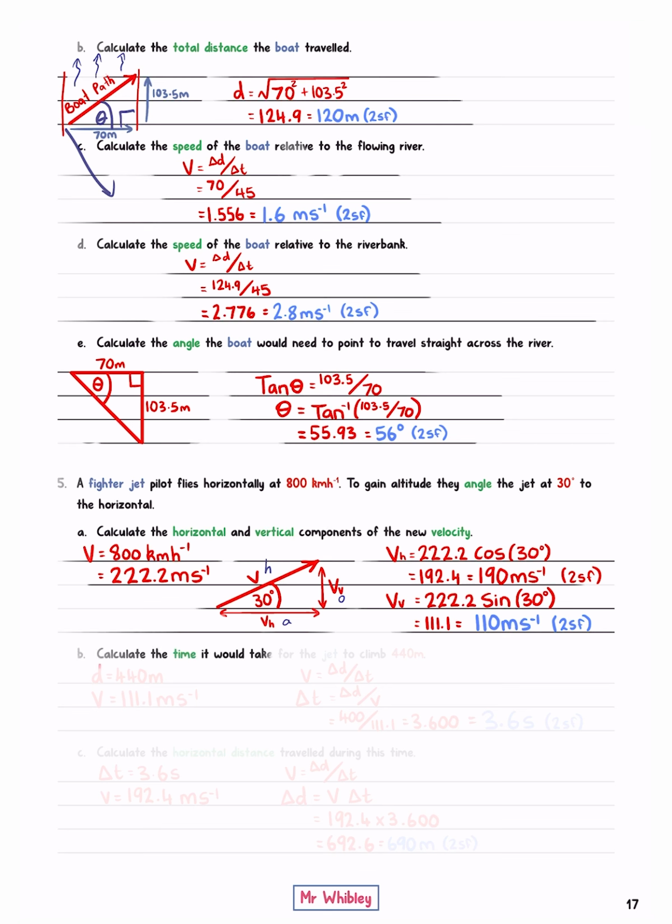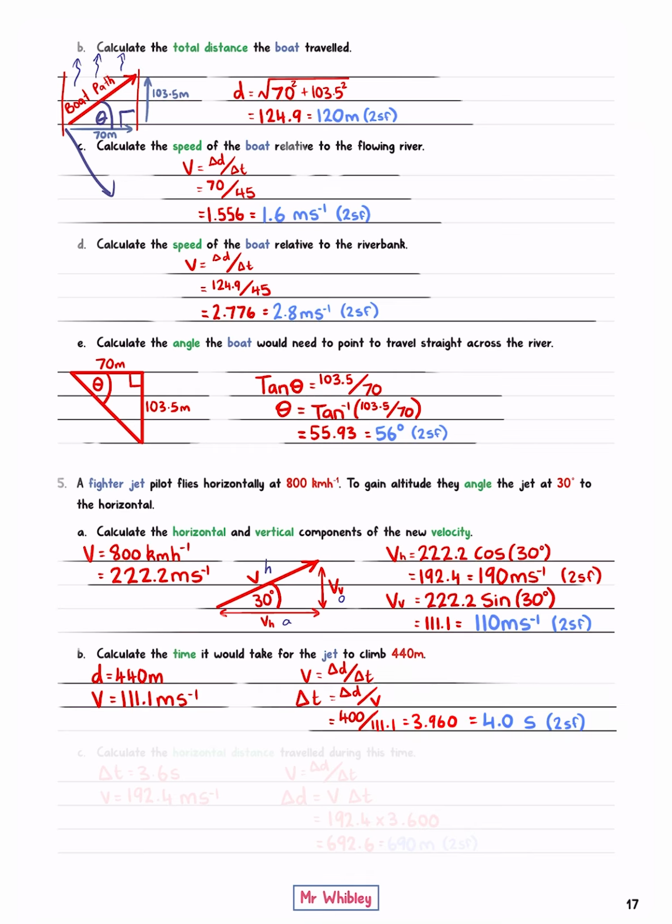Calculate the time it would take for the jet to climb 440 meters. We have our distance, and we have our vertical velocity. We can relate these with our time using our v equals d over t equation. Solving for t, putting our numbers in, gives us 3.960 or 4.0 seconds to two significant figures.